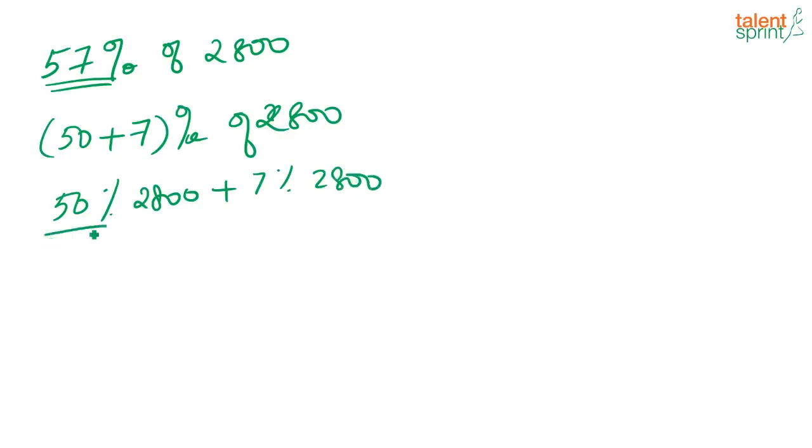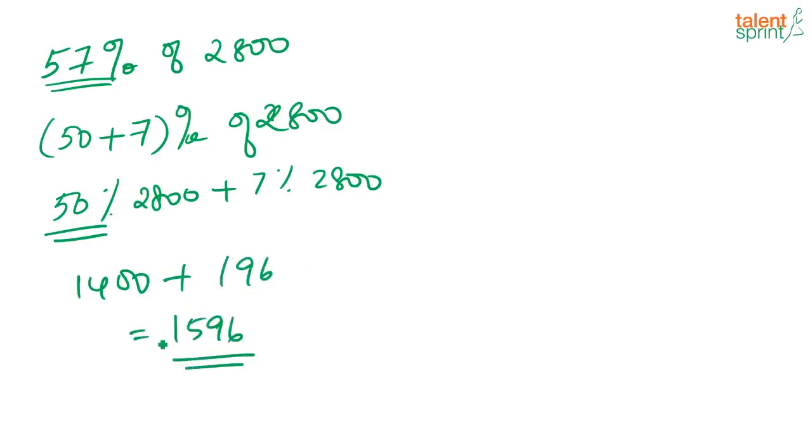Now again, what is 50%? 1 by 2. So 2800 by 2, that is 1400. Now you have to find 7% of 2800. Correct? That is 7 by 100 into 2800, or I can say it is 7 into 28, that is 196. So your answer is going to be 1596. See, solving it this way is easier than trying to do it like this, right?